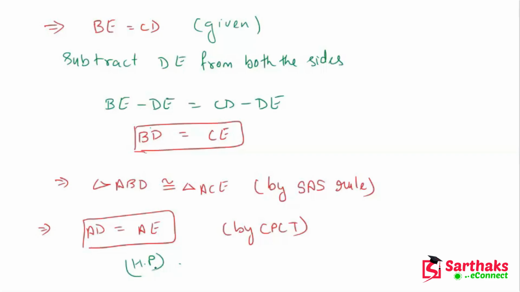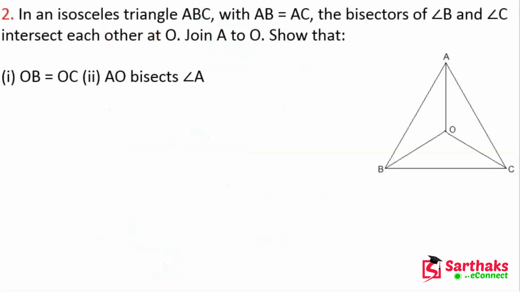So I hope you understand these things, my dear friends. So now let's move on. The next question is: in an isosceles triangle ABC with AB equal to AC, the bisectors of angle B and angle C intersect each other at point O. Now join A to O and show that OB is equal to OC.